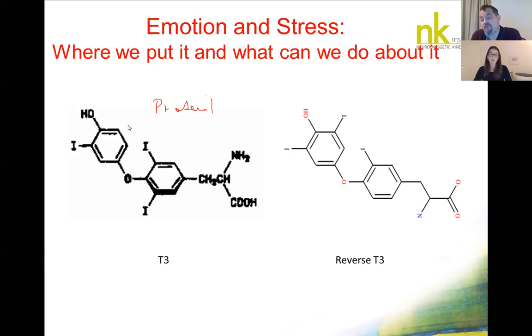So when it says 5' it means it's the fifth carbon in the second ring.